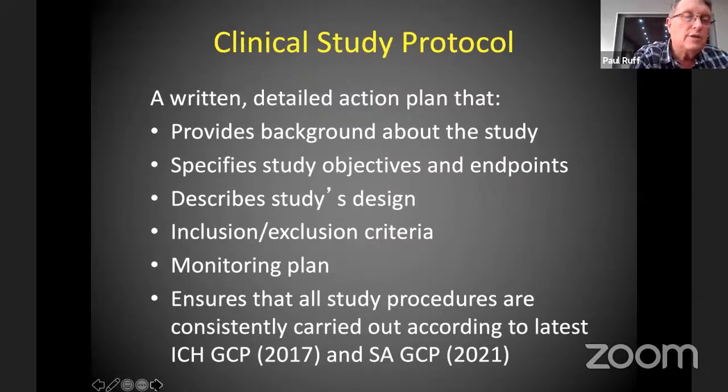Obviously, in the studies, you need to give inclusion, exclusion criteria, which needs to be properly described. Your monitoring plan is very important, especially now with this whole thing about remote monitoring. We have to be careful about that, especially with COVID. It requires a lot of explanation. And then obviously it's got to follow the ICH GCP. And hopefully when I wrote this down, I was hoping that SA GCP 2021 would be out, but at the moment it's still 2006. Next, please.